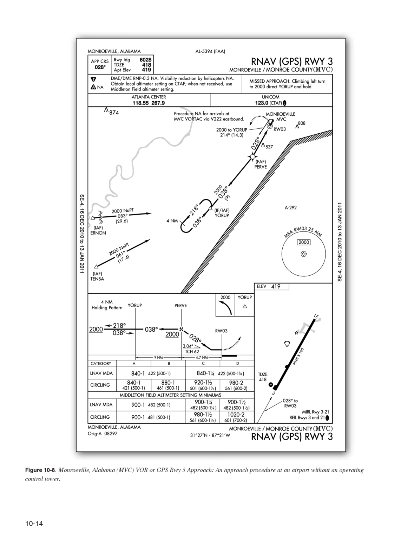Figure 10-8. Monroeville, Alabama, MVC, VOR or GPS RWY 3 approach, an approach procedure at an airport without an operating control tower.